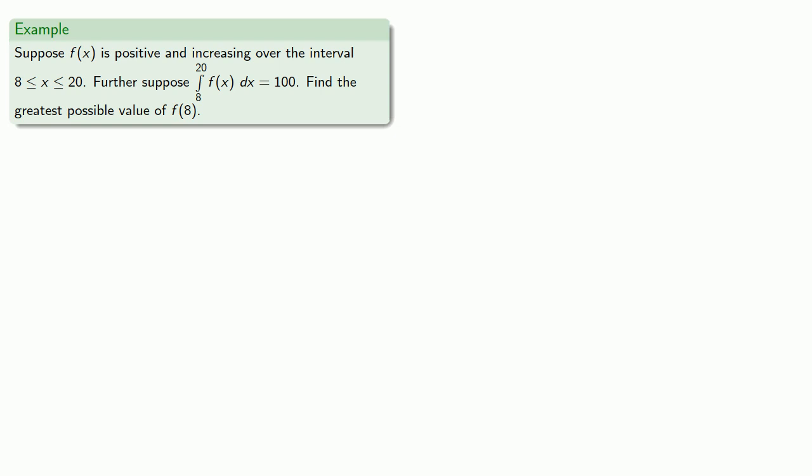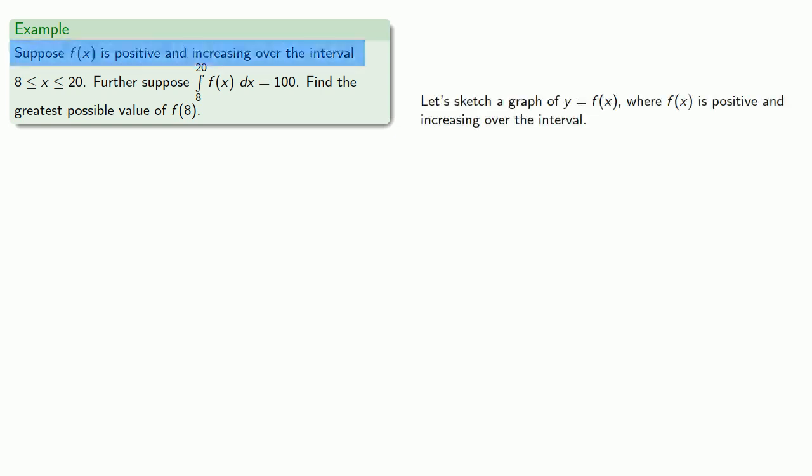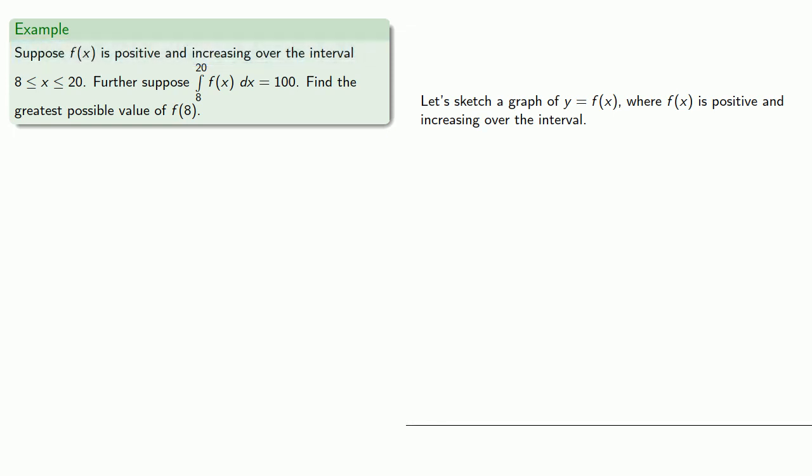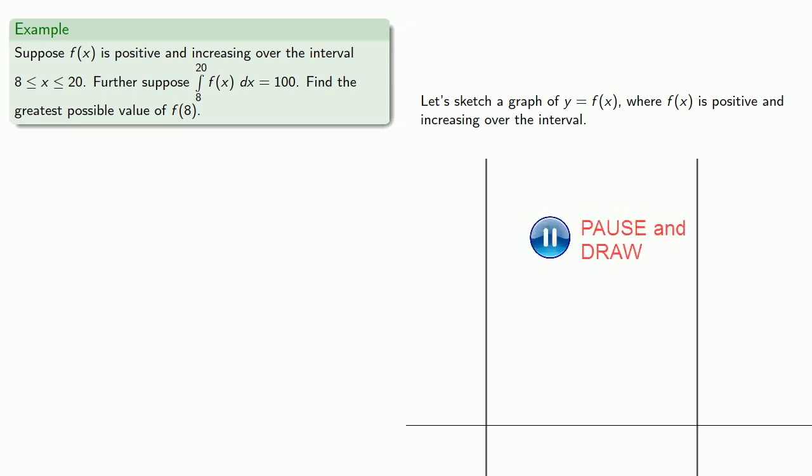So let's sketch a graph of y equals f of x, where f of x is positive and increasing over the interval. So the interval starts at x equals 8, runs to x equals 20, and f of x is positive and increasing, so maybe it looks like this. And again, if it's not written down, it didn't happen, so let's go ahead and label.